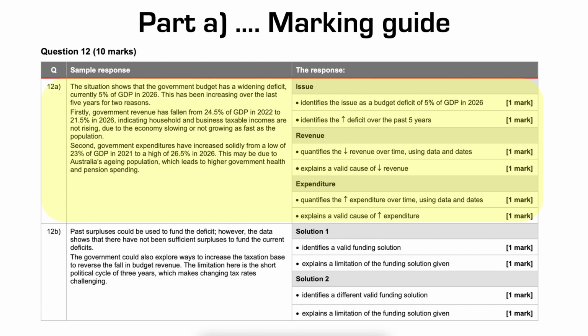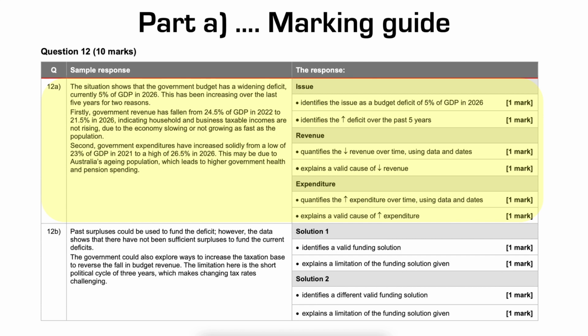Then thinking to the causes of it, we've got the revenue position. The revenue has decreased over time. You've used some data, you used some dates. Once again, exercise precision. And link it through to your economic theory to describe or explain a valid cause of that decline in revenue. And then it's the same for the expenditure. Quantify the increase in expenditure over time and explain a valid cause for the increase in expenditure. So the example I've shown you here would have got you the 6 marks straight off the back.